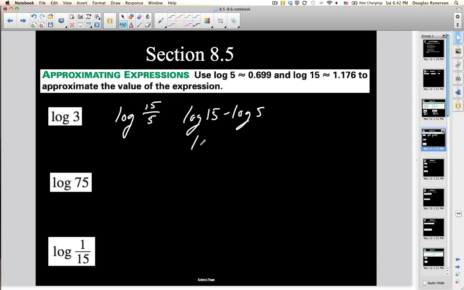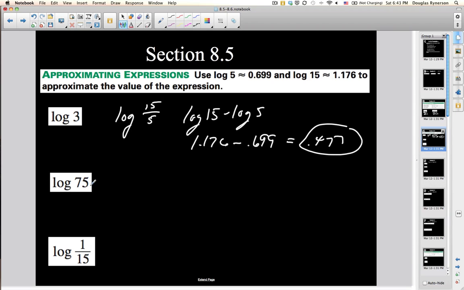And that would be 1.176 from this value minus 0.699. And that's going to equal 0.477.